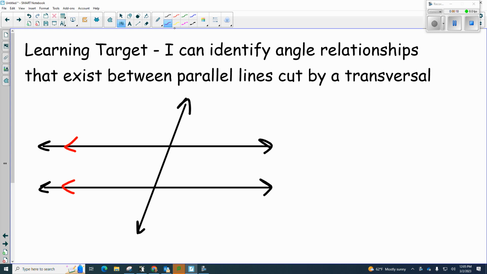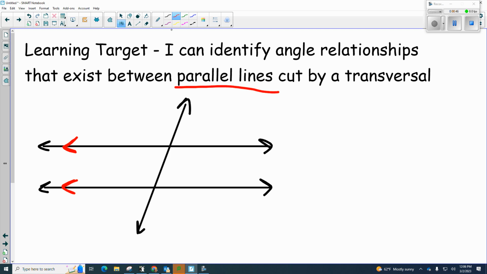We have, I'm actually going to use red, we have parallel lines here. The two lines that I marked with these red little marks, that's the sign for parallel. So those two lines are parallel to each other. Remember, the definition of parallel is that they go on forever without crossing. They'll never intersect each other.